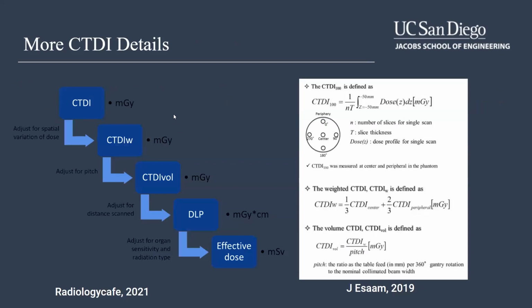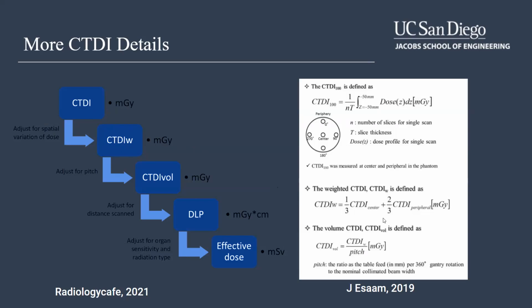CTDI can be involved with a lot of terms. For example, CTDI 100, CTDI W, and CTDI volume. In general, as shown on the left side of the slide, CTDI, or specifically CTDI 100, is the amount of radiation of one slice of body over the scan. CTDI W is the weighted average of center and peripheral CTDI 100, as there is more dose at the peripheral region compared with the center, as illustrated in the formula on the right side.